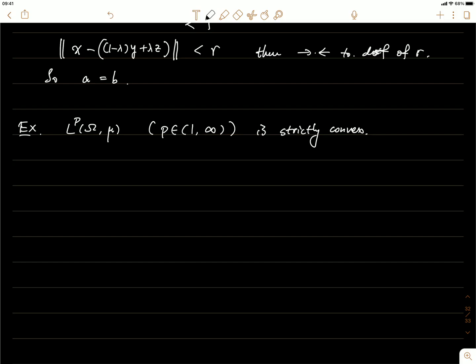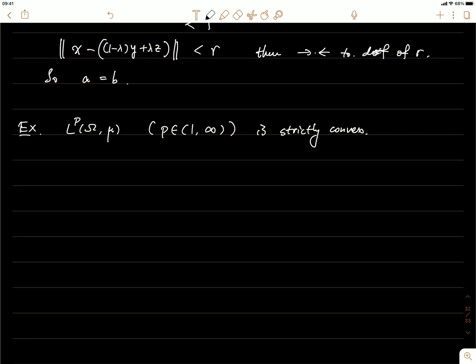So why is this strictly convex? Here, omega is the domain where the functions are defined in the space. So this is actually just the space of functions defined on omega, and mu tells you the measure for omega. The simplest example is that you have the real line R, and this mu is just the Lebesgue measure. And why is this a convex set? This is because of the norm defined in LP.